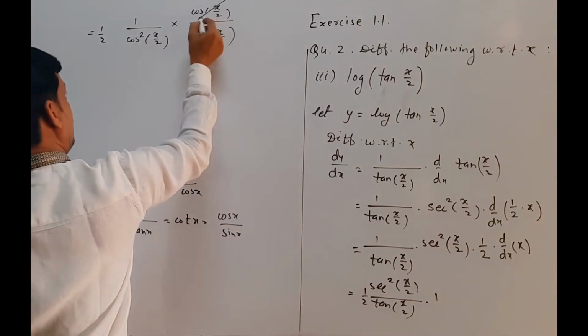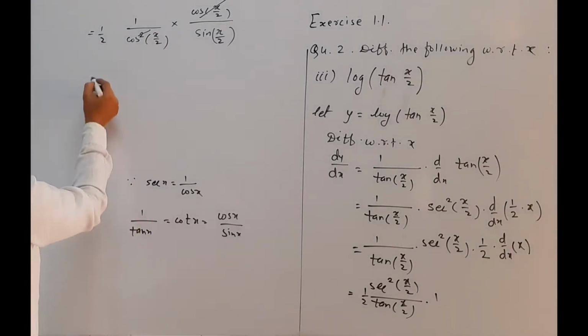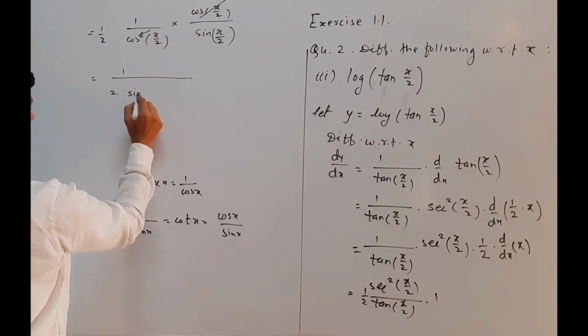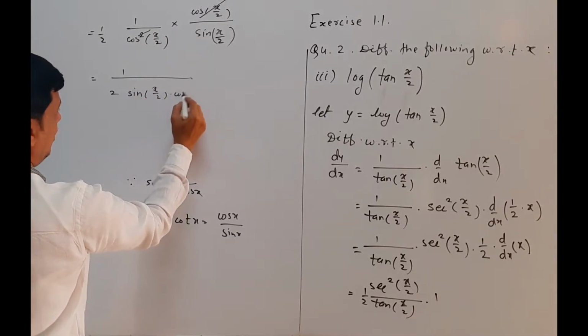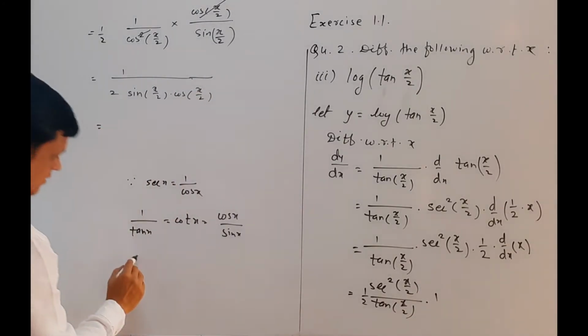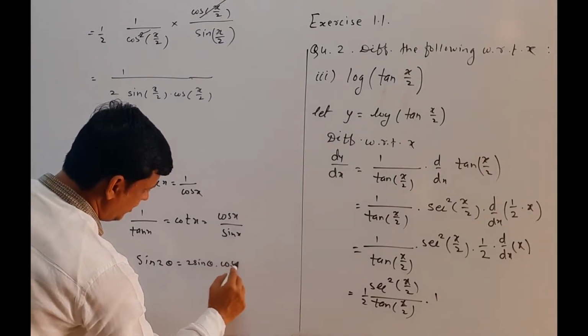So this cos x by 2 gets cancelled with this one cos x by 2. So in the denominator we get 2 times sin x by 2 into cos x by 2, which is the half angle formula. Sin 2 theta is equal to 2 sin theta into cos theta.